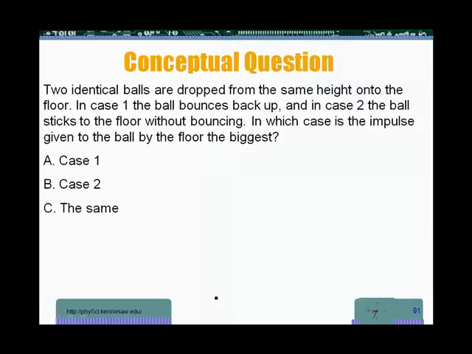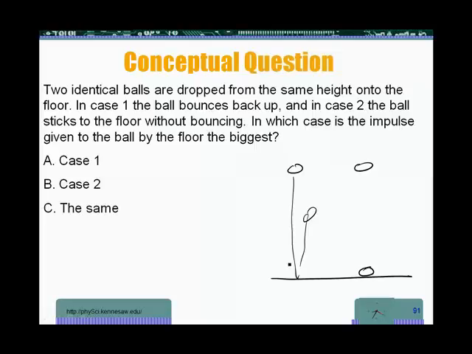Okay, a few conceptual questions. We have two identical balls that are dropped from the same height onto the floor. In case one, the ball bounces back. So it comes in and it bounces back up. In case two, the ball sticks to the floor, does not bounce up. In which case is the impulse given to the ball by the floor the biggest?